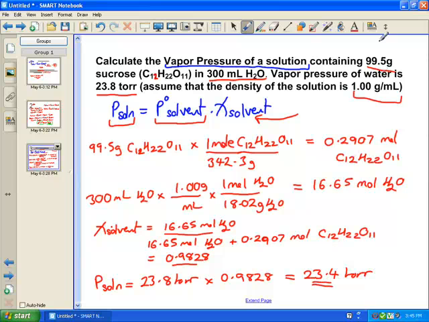If this number of grams was a lot bigger, then of course our number of moles of solute would be bigger, which would make our mole fraction of solvent smaller, which would then make the vapor pressure lower. So you can see it's completely dependent on the amount of solute that you add in. Okay, there you go.